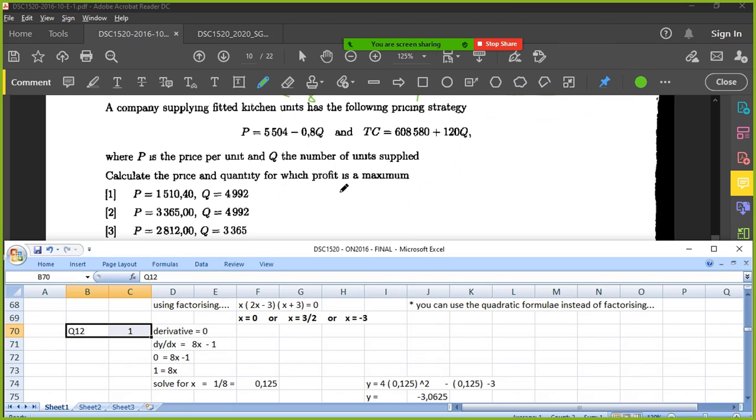Okay, number 13. Tell me what you're going to do. What's your approach? A company supplied... Okay, so they want maximum profit. So that's derivative again. Yes, but what must you do first? Walk me through your steps.